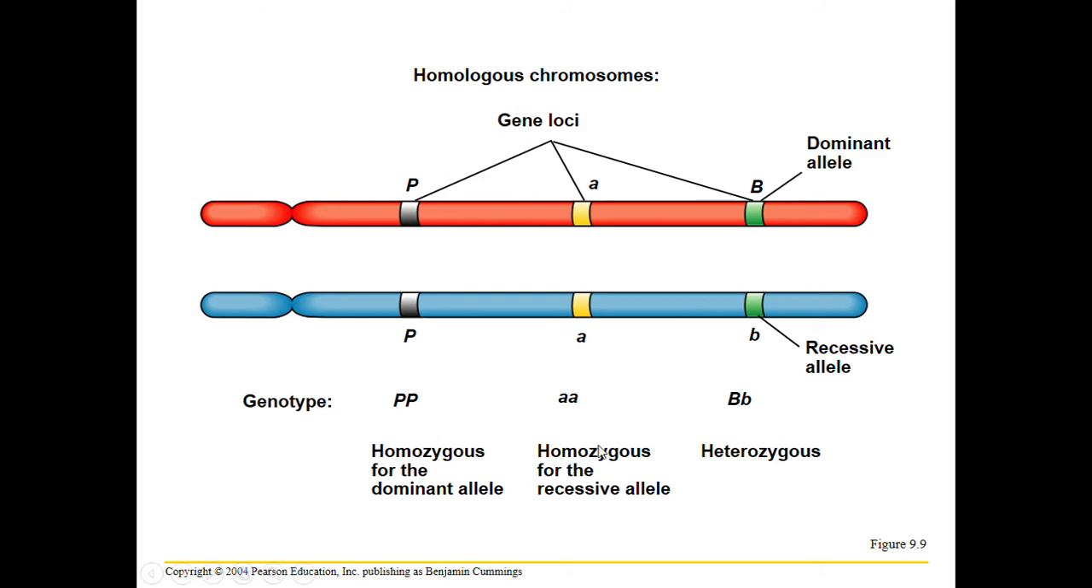B has the two copies that are the same. So big B, they're both the same. We call these homozygous dominant. Little a, homozygous recessive. And then big B, little b, we call heterozygous. Hetero is different, homo is same. So that's a good way to remember the difference here, just by looking at the letters.